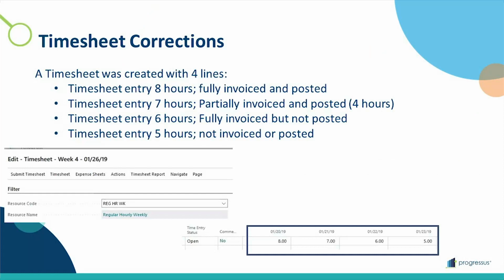To demonstrate this, we'll have one timesheet that contains one timesheet line that has been fully invoiced, one that has been partially invoiced, one that is on an unposted sales invoice, and one that has no billing activity. Then we'll reopen the timesheet to show how the entries look in the invoice suggestion page and the project ledger.